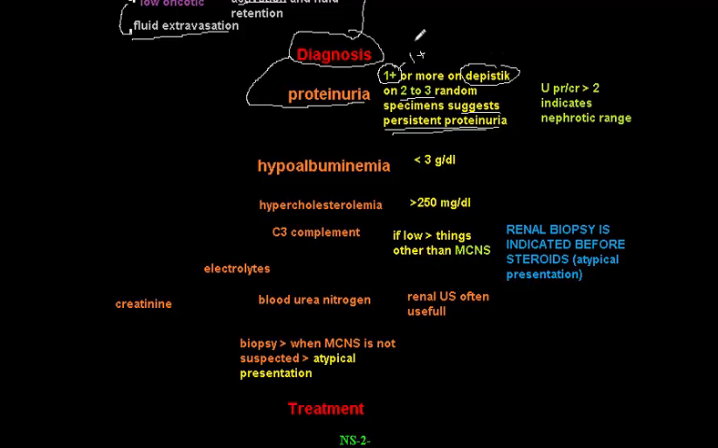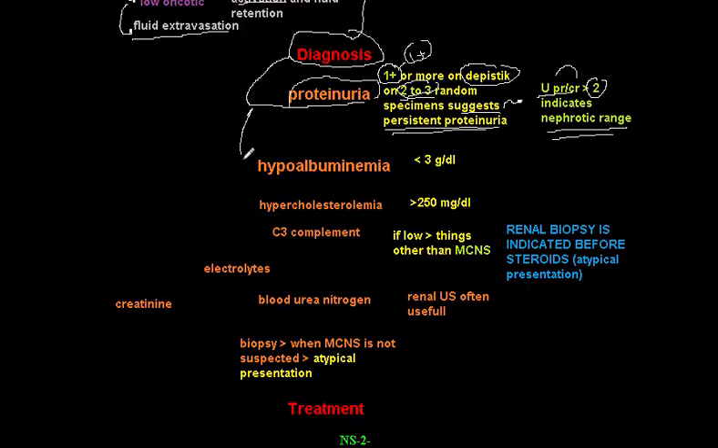If we have more than +1 in 2 to 3 readings, okay, then after that, to confirm, we do a protein to creatinine ratio in urine. If it is more than 2, then this is a nephrotic range, okay. This is a nephrotic range. This is about proteinuria, okay.